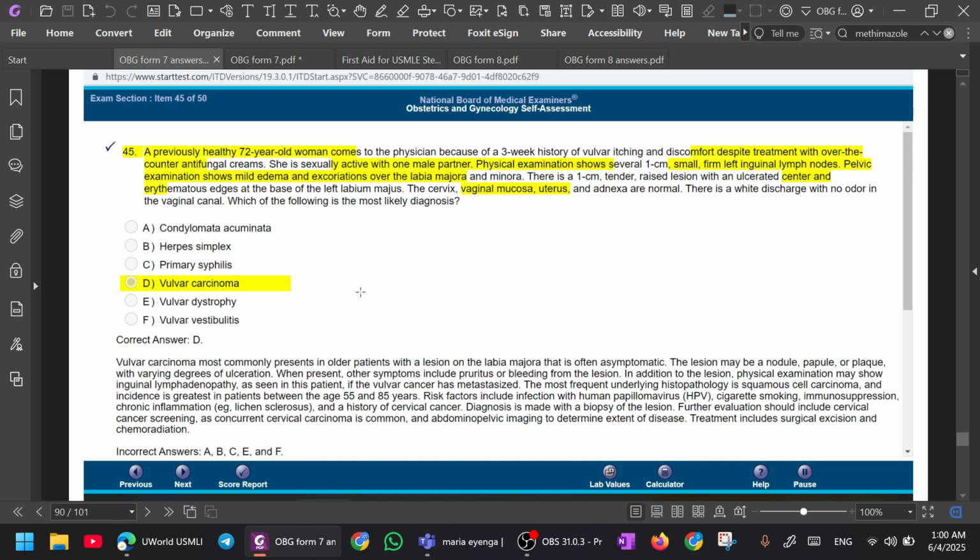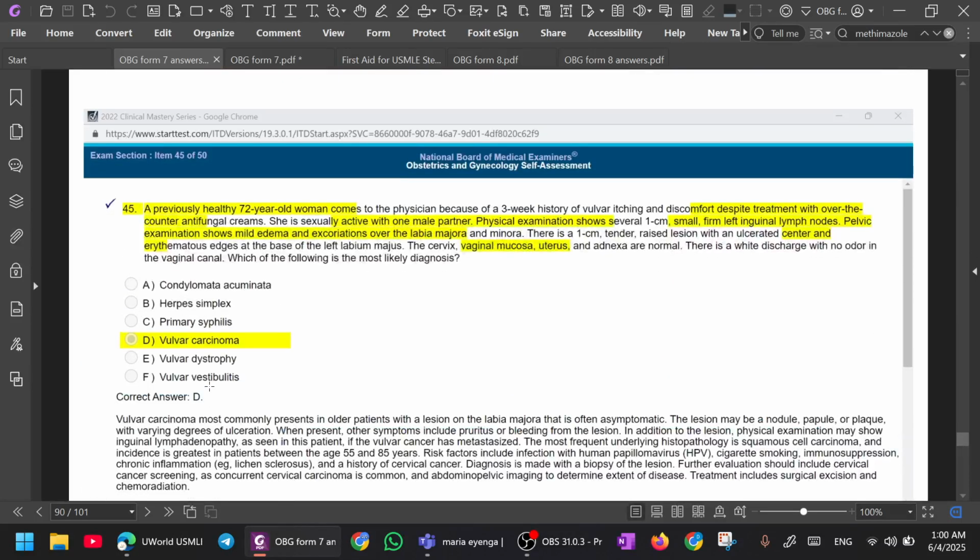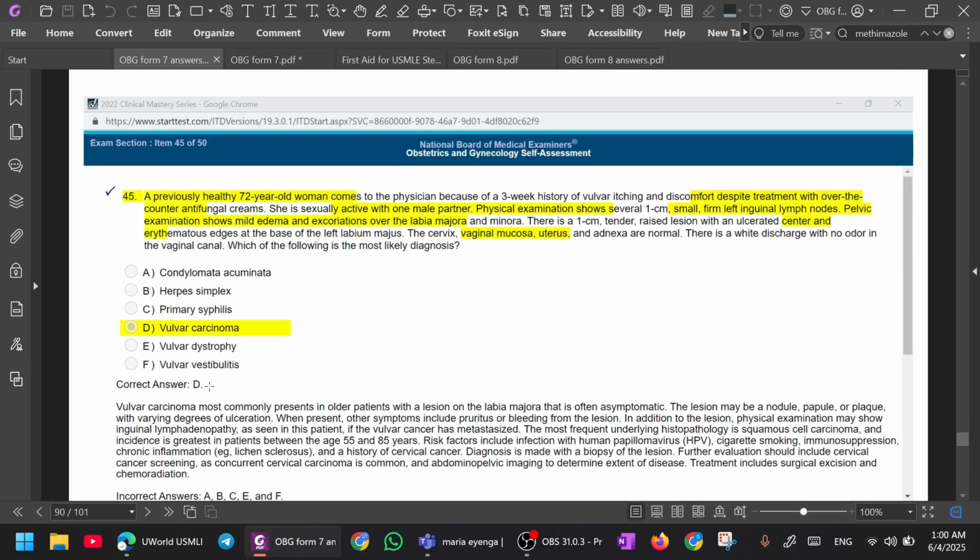Incidence is greater in patients that are 55 to 85 years old. Risk factors include infection with HPV, cigarette smoking, immunosuppression, chronic inflammation like lichen sclerosus, and a history of cervical cancer. Diagnosis is made with biopsy of the lesion. Further evaluation should include cervical cancer screening, as concurrent cervical carcinoma is common, and abdominopelvic imaging to determine the extent of disease. Treatment includes surgical resection and chemoradiation.